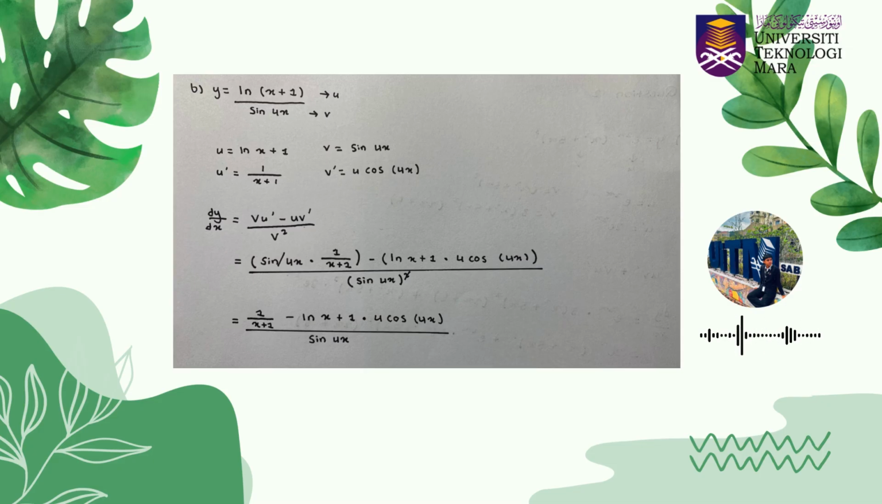So we get sine of 4 log x times 1 over x plus 1, minus natural log of x plus 1 times 4 cosine of 4 log x over x. And all of that is divided by sine squared of 4 log x.